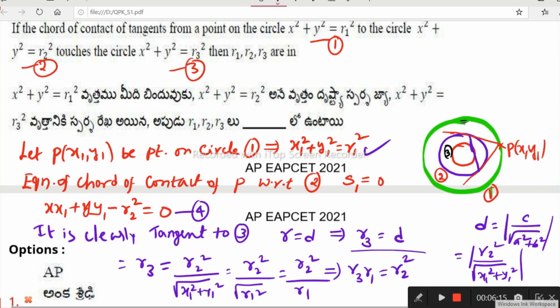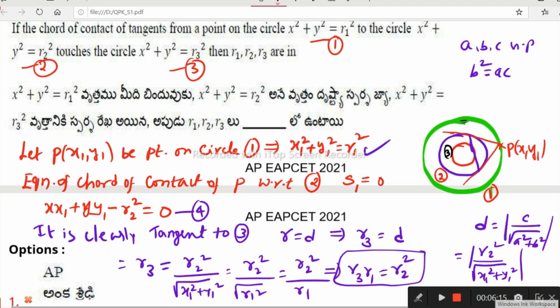Do you know what this relation is? When these three terms r1, r3, r2 are in this manner, then r1, r2, r3 are in GP series. You know, if a, b, c are in GP series, what is the relation you have to know? Suppose a, b, c are in GP, what is the relation between them? B square is equal to AC. In place of a, b, c, what are those?